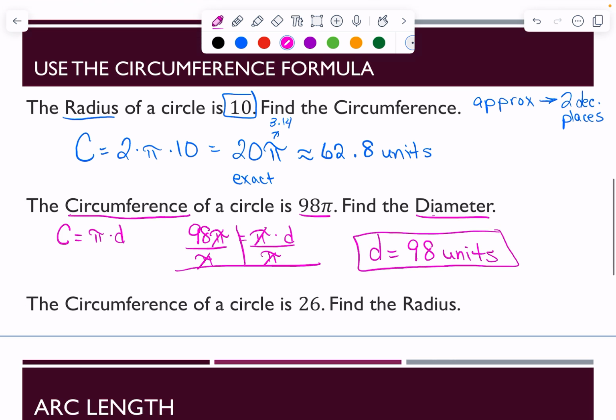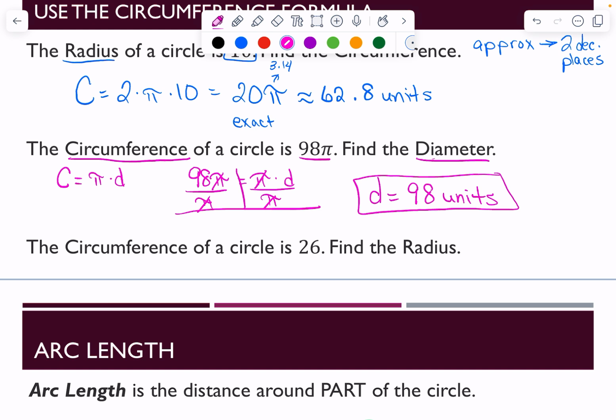Okay, let's try the third one here. The circumference of a circle is 26. Find the radius. So on this one, we're going to go back to our first formula. Circumference is equal to 2 times pi times radius. So what we're going to do is plug in what we know. We know circumference is 26. We know 2 pi times the radius. So I'm going to divide both sides by 2 pi. And that's going to get us a radius is equal to 13 divided by pi.